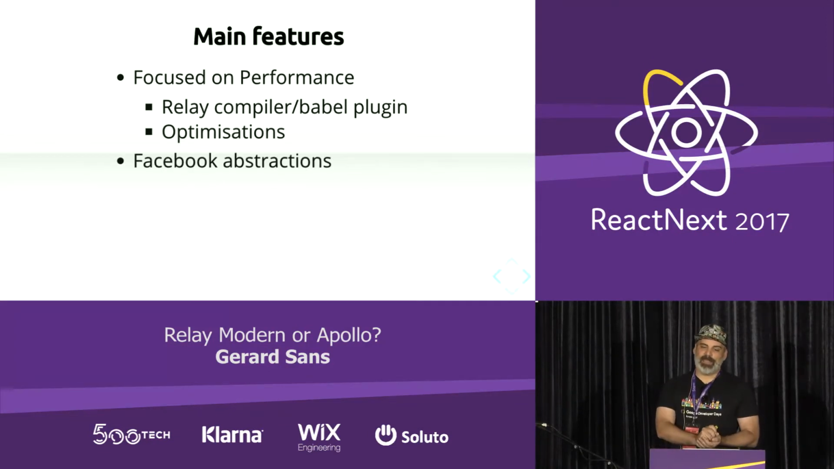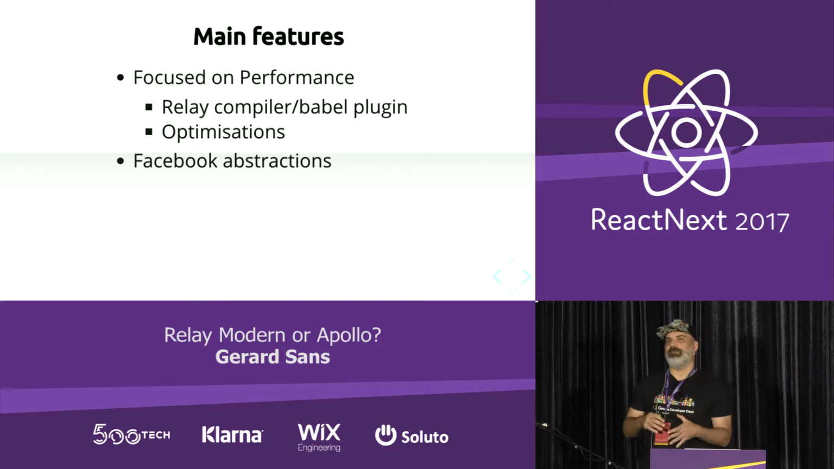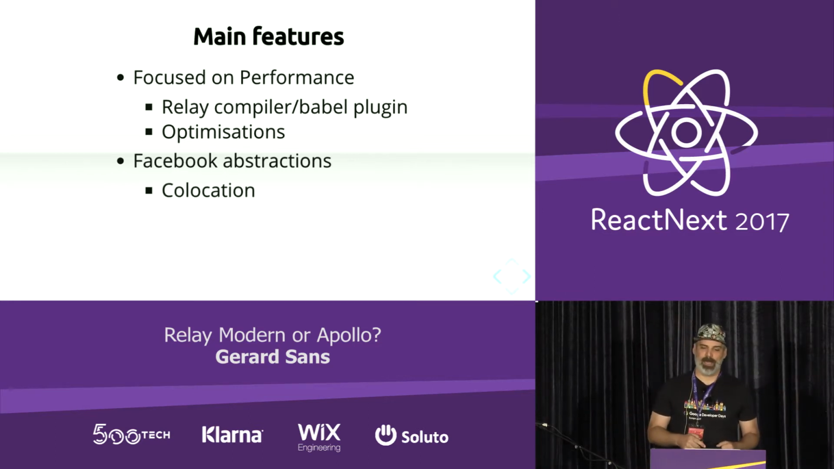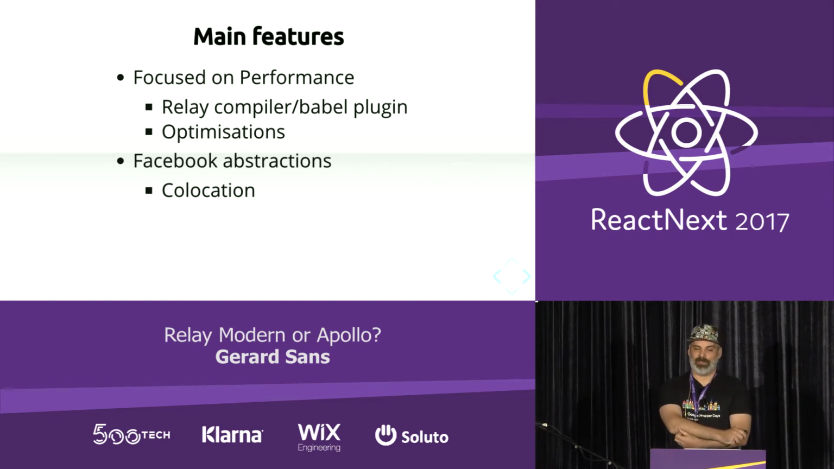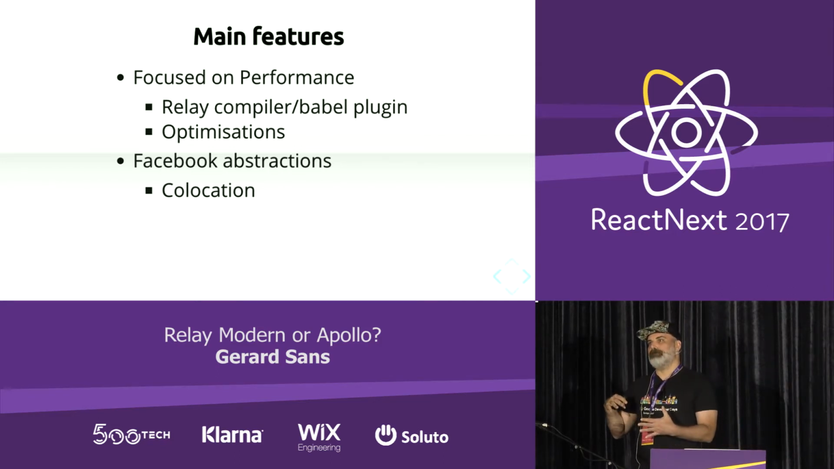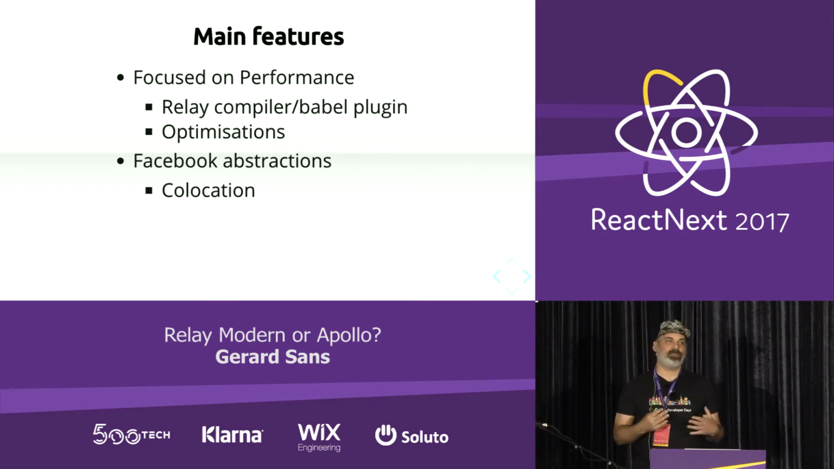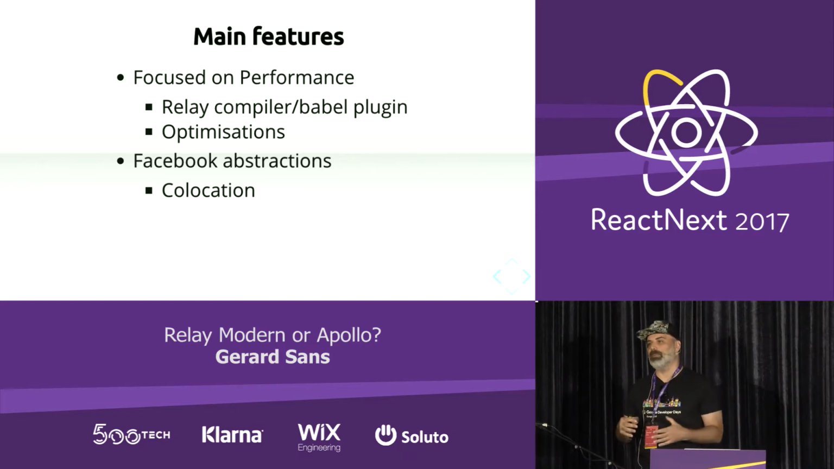Another thing that we can see from Relay Modern is that we find some of the Facebook abstractions that we are relying on. And probably if you were using Relay Classic, you will find those familiar. One of the terms that you can see when using Relay is collocation. And this is a declarative way to annex the data dependencies into your components. So it feels really natural, and it is able to create really complex models without having to think too much.